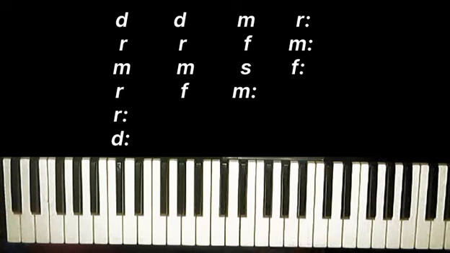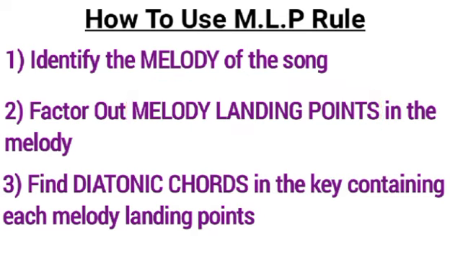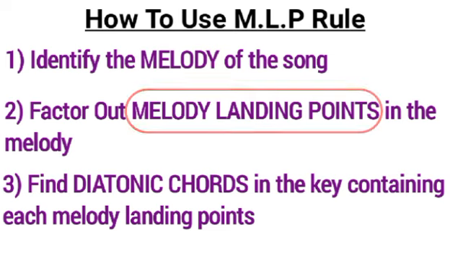So that means the melody was do, do, mi, re. Re, re, fa, mi. Mi, mi, so, fa, re, fa, mi, re, do. So that's the melody of the song, and that's the first step to take. We've identified the melody of the song within a certain key. We've done justice to the first step. So the next step is to factor out what we call melody landing points in the melody of this particular song we just played.